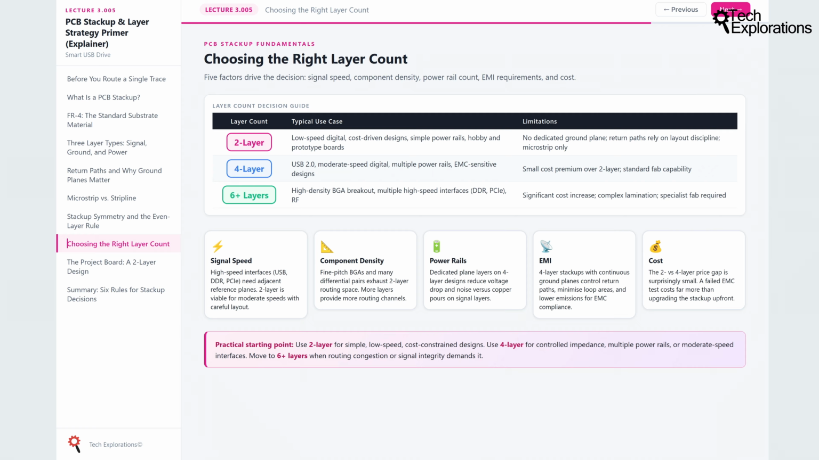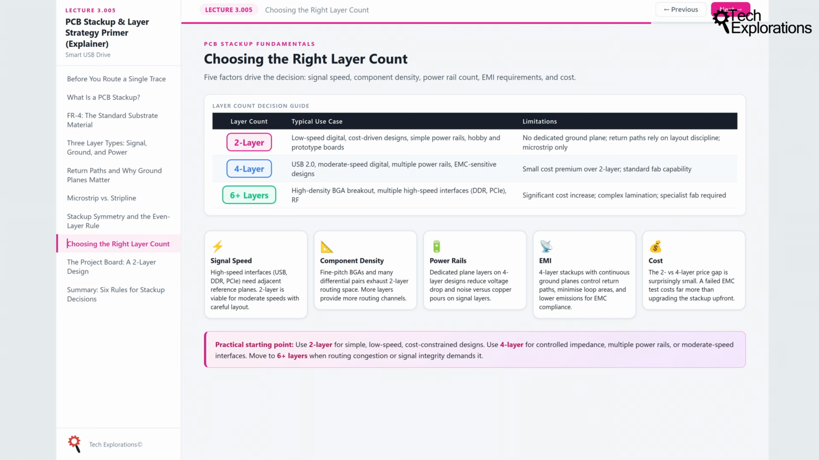Power rails. Multiple separate voltage domains can be distributed as copper pours on signal layers in a 2-layer design, or as dedicated plane layers on a 4-layer design. Dedicated planes reduce voltage drop and noise. EMI. Any products that need to pass electromagnetic compatibility certification benefit significantly from 4-layer stackups with continuous ground planes. Return current paths are controlled, loop areas are small, and emissions are lower.